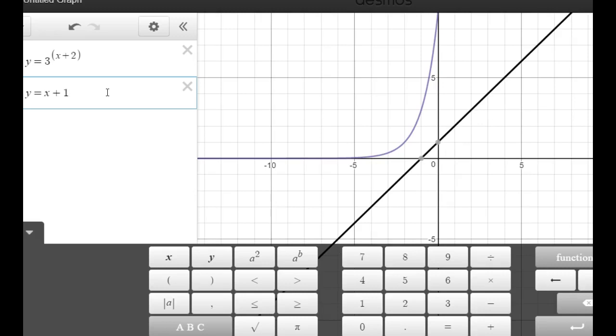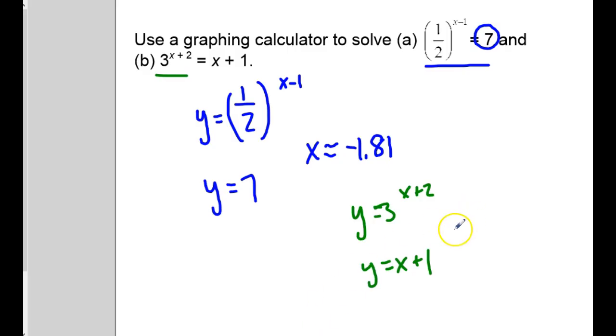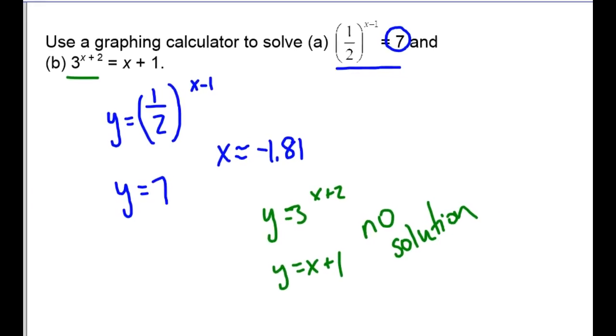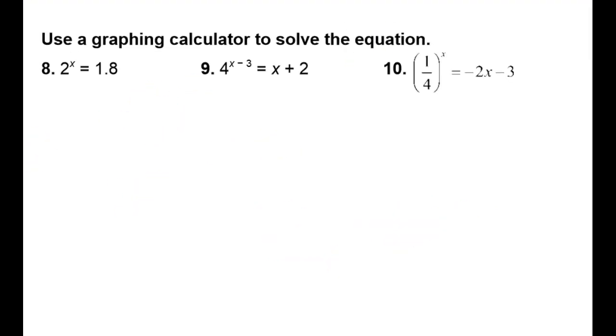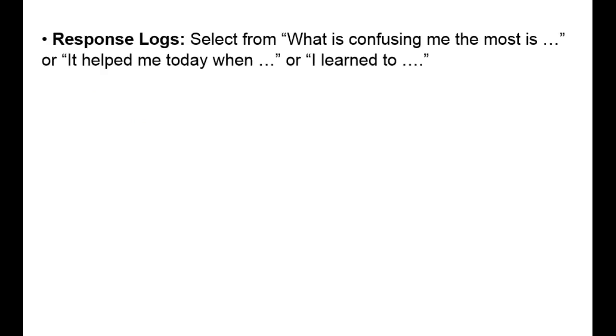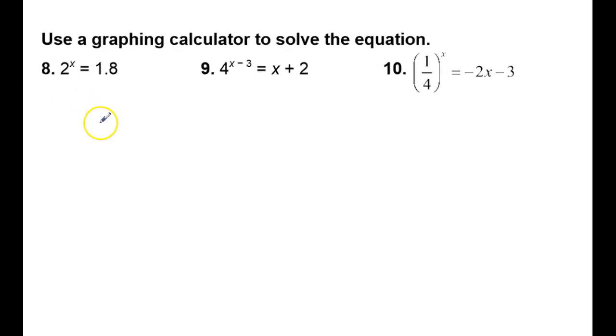Now I can see in my graph that these are going in different directions, right? Here's my one equation, and here's my second one. These two equations never touch. Since they never touch, I have no solution. So there is no solution for this one, which sometimes will happen. Okay, here we go. Here's a couple more just monitoring progress, seeing if you can use that graphing calculator to solve the equation and find the point of intersection. So that's it for this section.